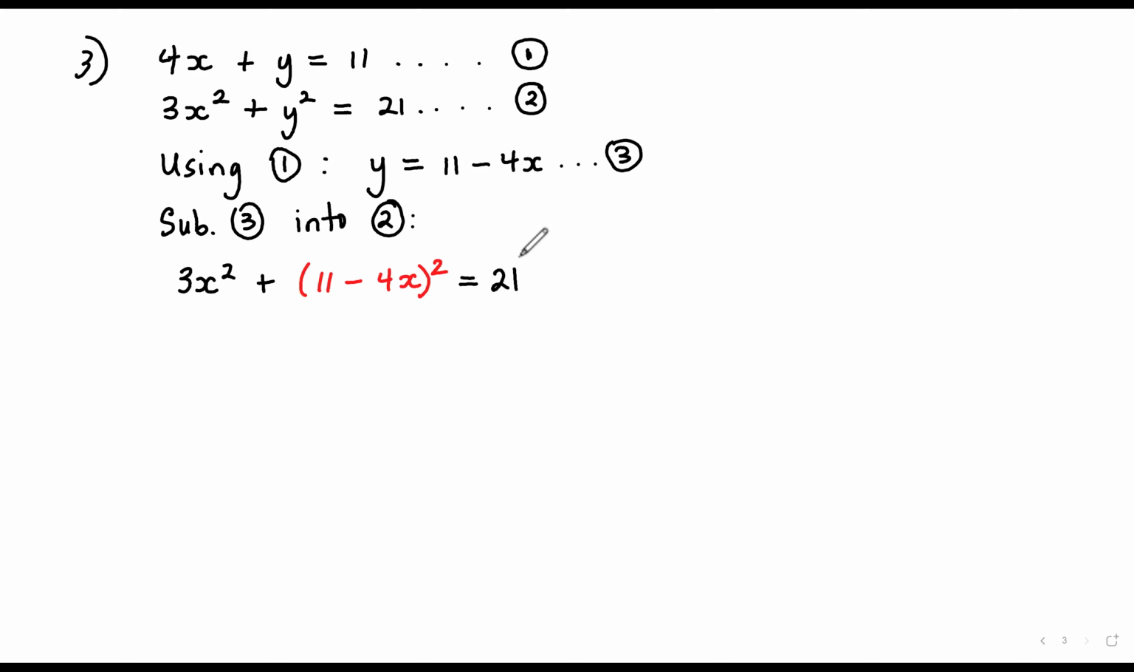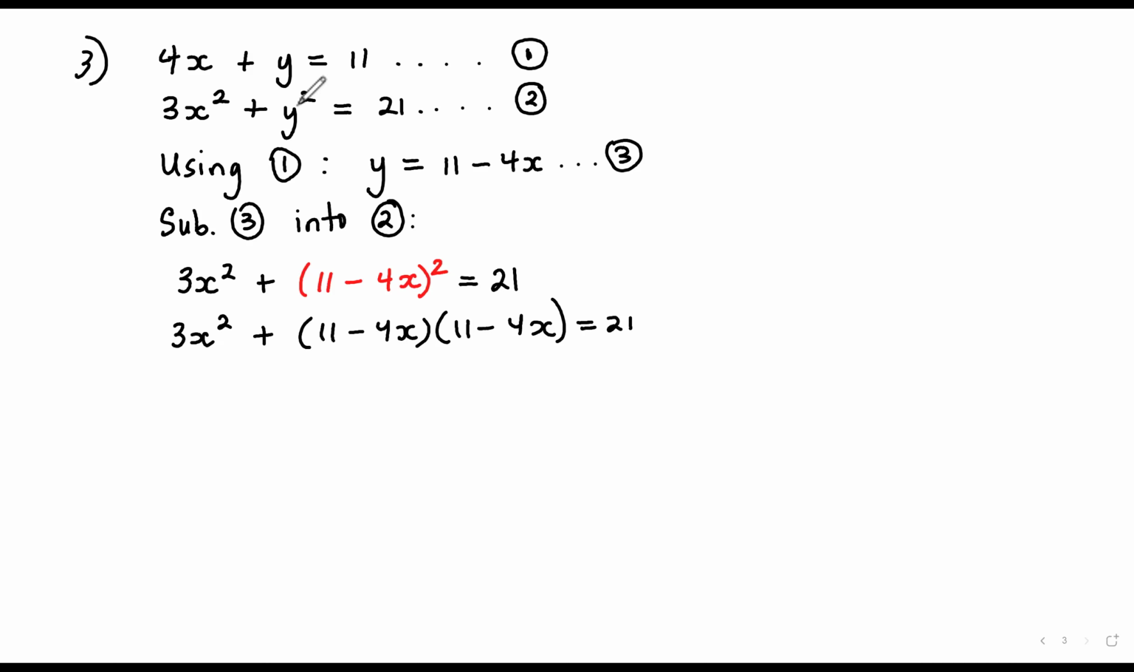Now, 3x squared remains the same because we're not doing anything there as yet. However, 11 minus 4x squared is not 121 minus 16x. It actually literally means 11 minus 4x times 11 minus 4x. So please be careful with that. That is a mistake that lots of students make, right? They just square what's inside the brackets, but that is not so.